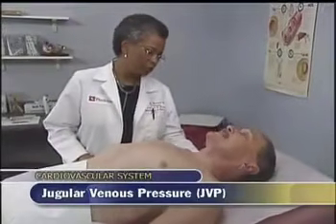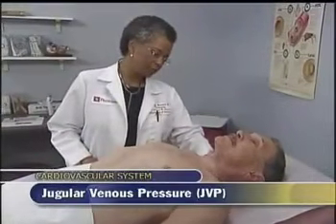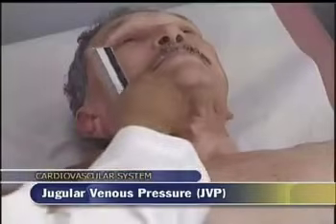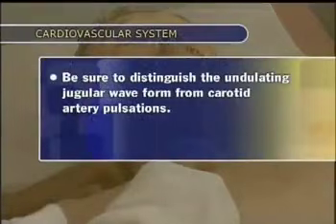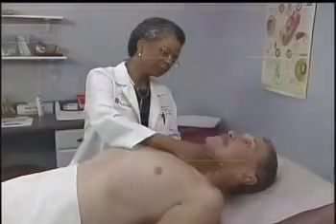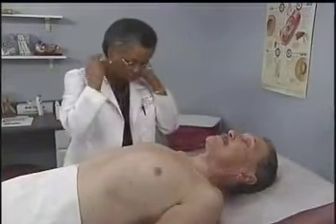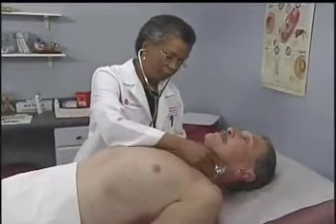One of the most important and frequently used skills of physical examination, and often the first step in your cardiovascular assessment, is estimating the jugular venous pressure, or JVP. Be sure to distinguish the undulating jugular waveform from carotid artery pulsations. Next, assess the carotid pulse. Your assessment will include both palpation and listening for bruits.